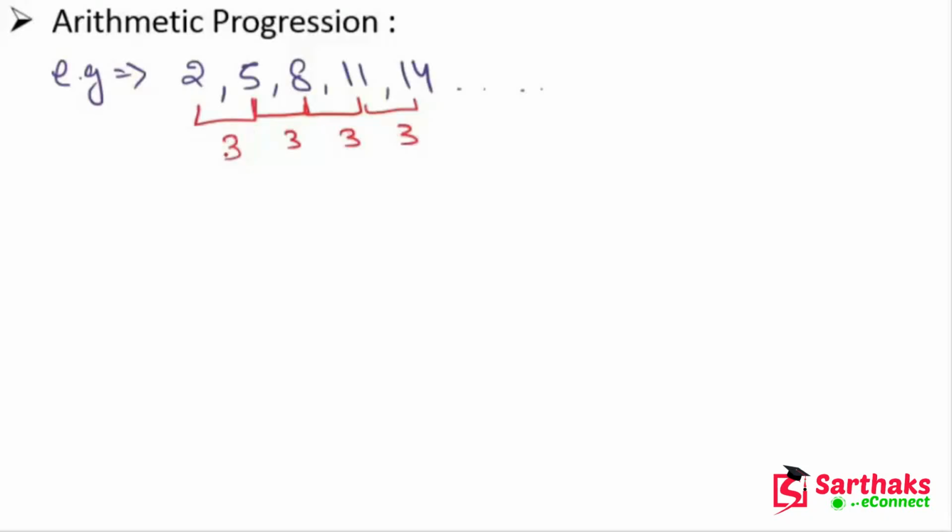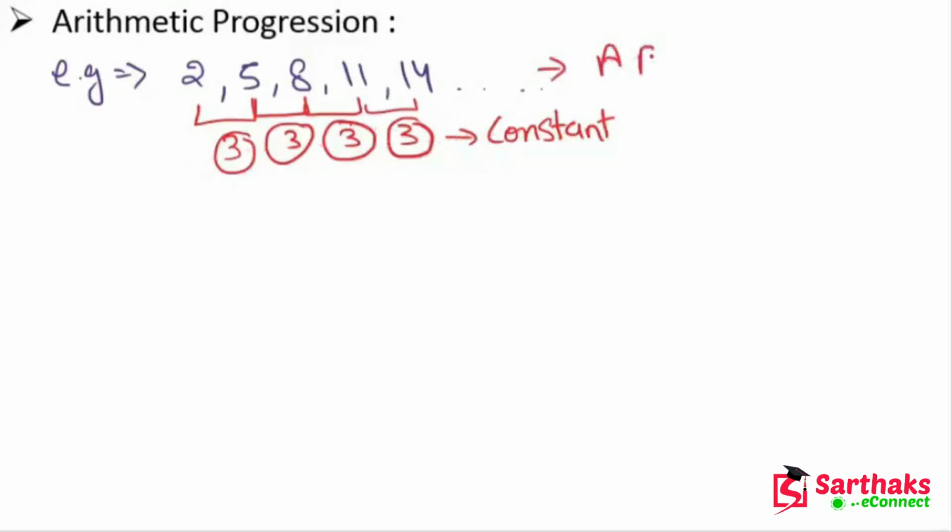Okay, so the difference between two consecutive terms is constant. Here it is 3, 3, 3, and 3, which is constant. So we can say that this is an arithmetic progression, AP. AP is arithmetic progression.